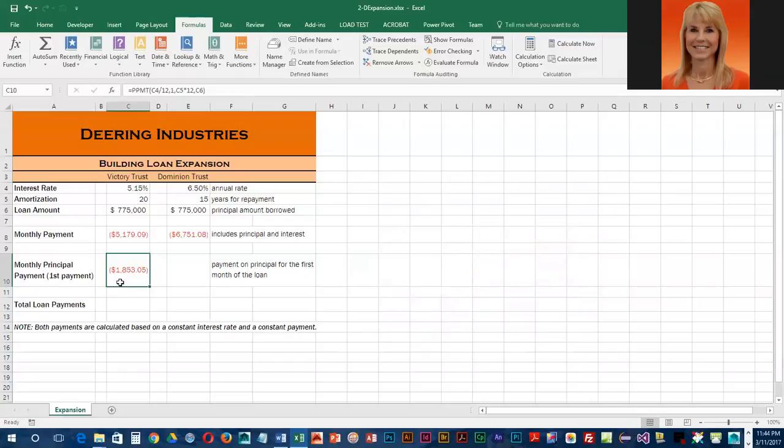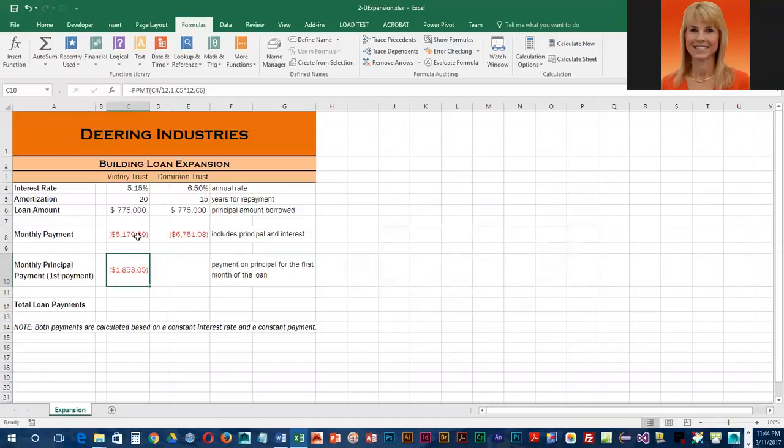And what you should see is $1,853.05. And remember, this is money out of your pocket. That is why it is shown as a negative value. And in this particular spreadsheet, negatives are displayed in red and in parentheses.